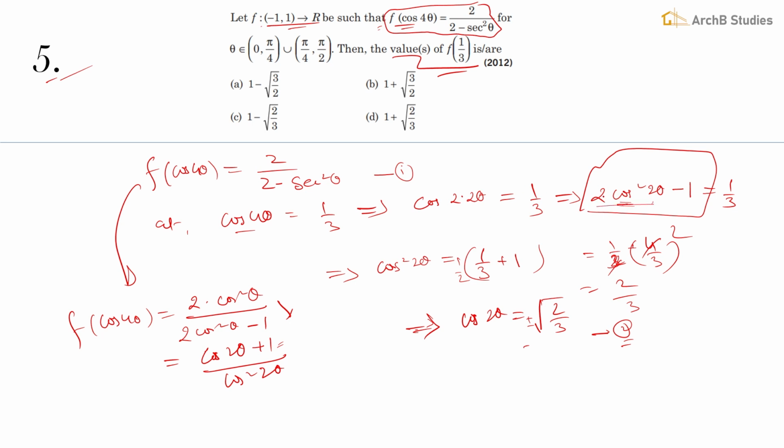Okay, so if we just add 1, we will get cos 2 theta, f of 1 by 3. Okay, because we took cos 4 theta as 1 by 3 over here. So equating this thing, we will get 1 plus minus root of 3 by 2. So this should be the answer. Okay, so in this one, this is right and this is right. It is a multiple correct option type question.